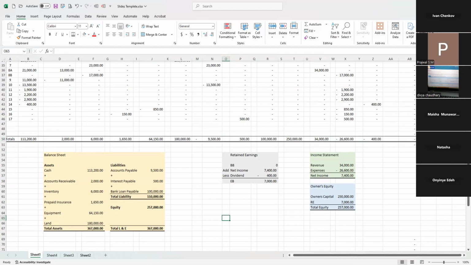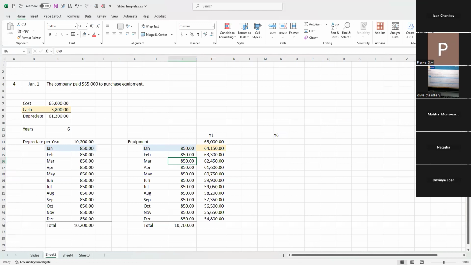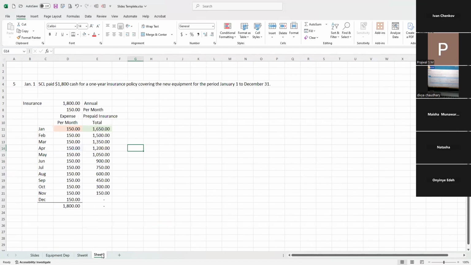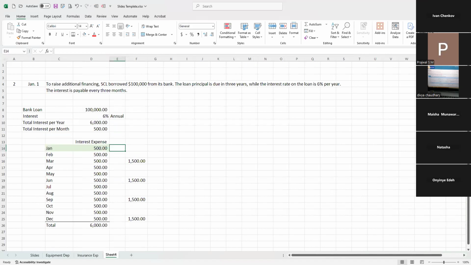Make sense? Yes. So let's change the names of the worksheet. That will be the slides. First one will be the calculation of the depreciation, equipment. Next one will be the insurance expense. And the last one is the interest expense.